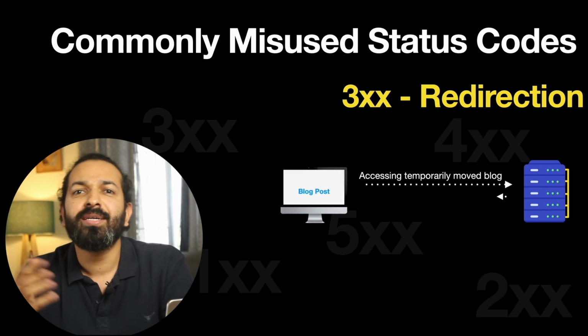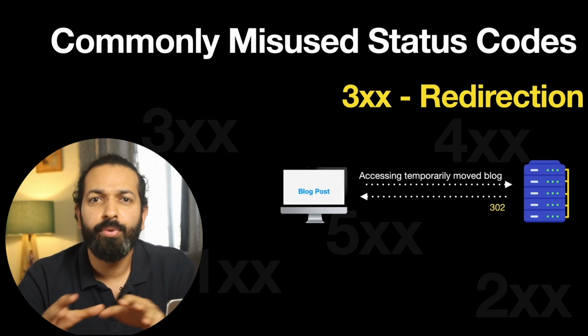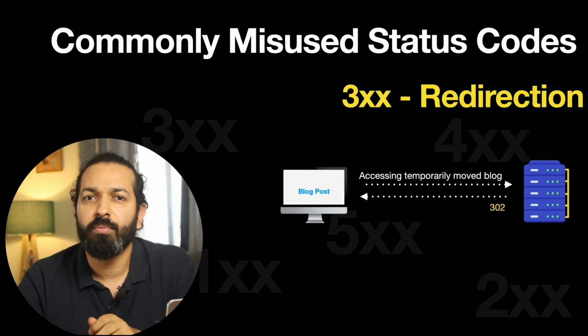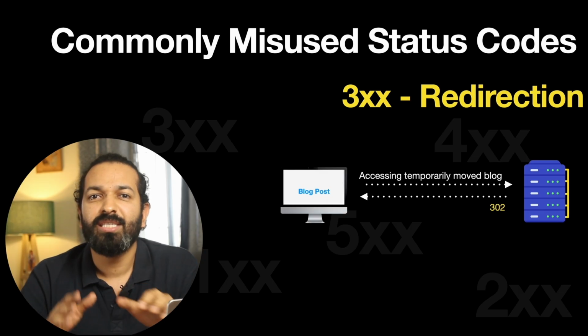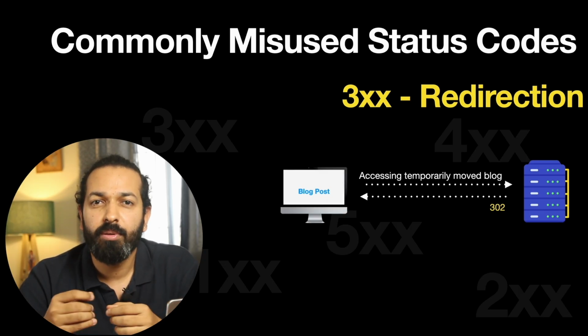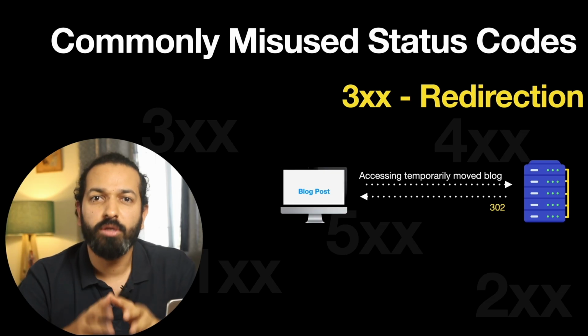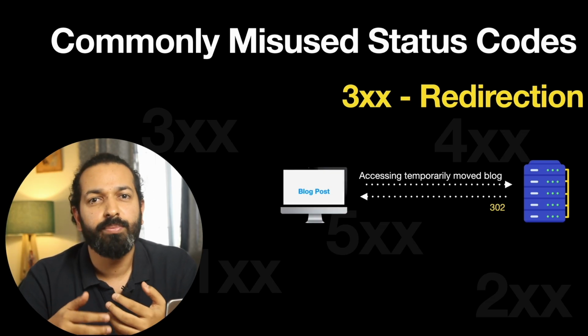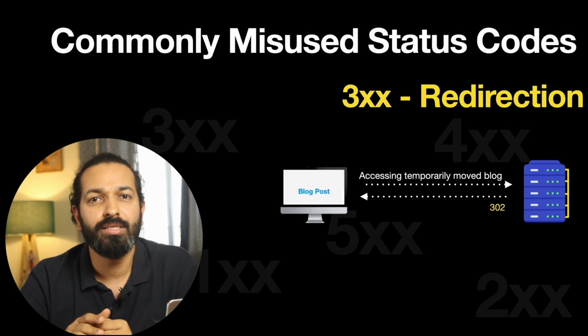302, which is a temporary redirection. So the server says that the requested resource has temporarily moved to this location, fetch it from here. But here's a problem. 302 did not specify clearly whether the HTTP method should remain the same or should change. And because of this, some browsers change POST to GET when they receive a 302. And as a solution to this, there's 307 and 308.